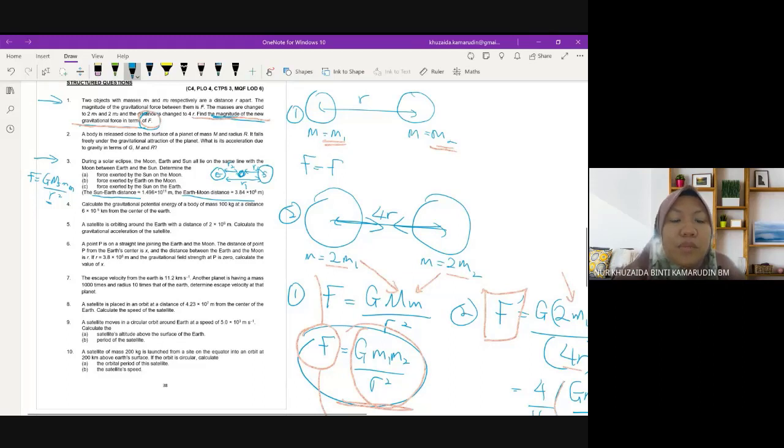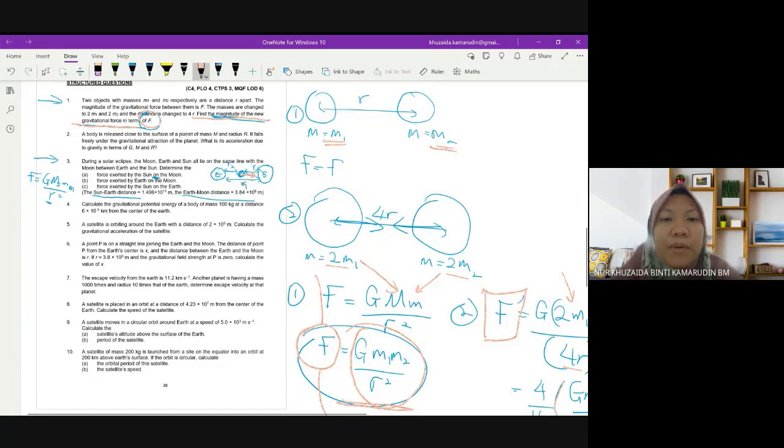Okay, cuma yang kena berhati-hati dekat sini adalah berkaitan dengan direction. Dia nak force exerted by the sun on the moon. So on the moon maksudnya mesti lukis dekat moon. Okay, and the direction will be towards sun. Force exerted by the sun on the moon, the direction is to the right lah. Okay, soalan B, force exerted by the earth on the moon.